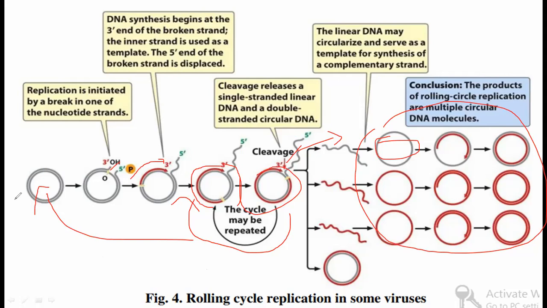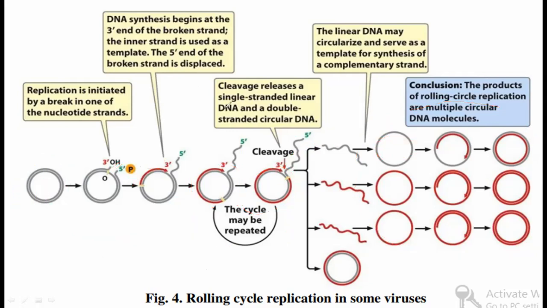The difference is no replication bubble is formed here. The cut is given on one of the strands, and the replication occurs only at one strand. The other strand doesn't take part in the replication. However, in the theta replication, both the strands serve as a template, right? So this is your theta. So this is your rolling cycle replication.